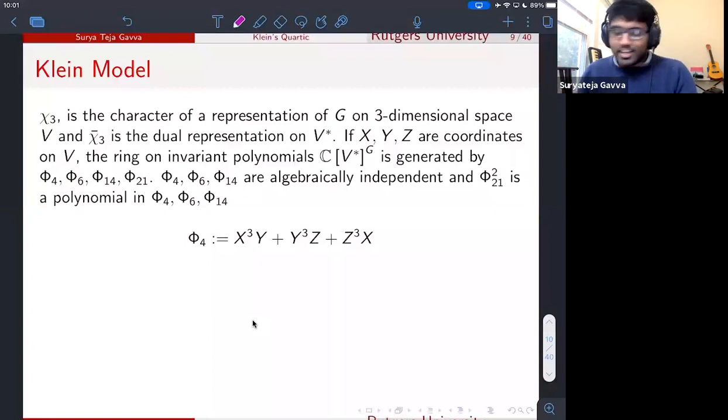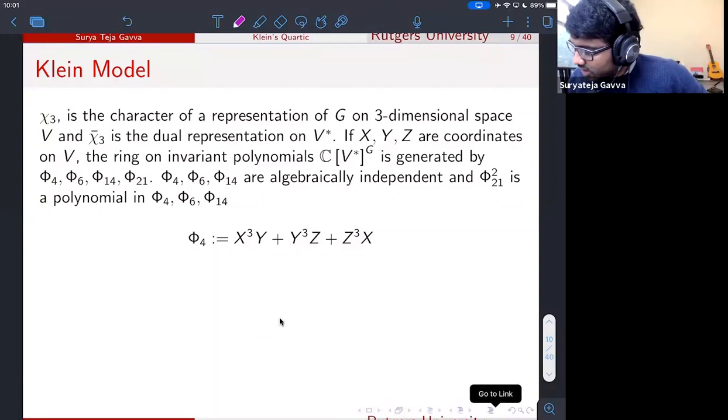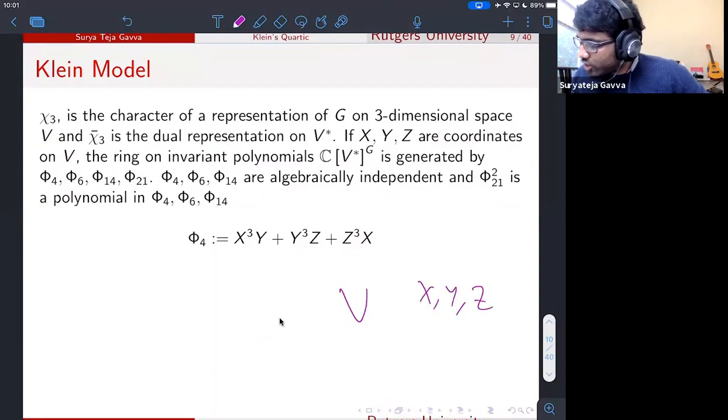Okay, so we saw that there are these three-dimensional representations, right? We can think of just giving some coordinates x, y, z on the representation, and there's a representation of the group, and then we can ask what are the polynomials in x, y, z that are invariant under this group action. This is part of invariant theory, like Hilbert's classical invariant theory. So you can explicitly compute what the invariant polynomials of these representations are.